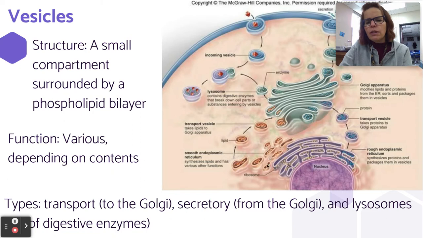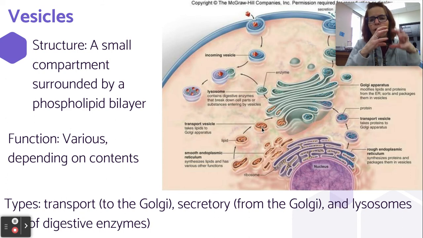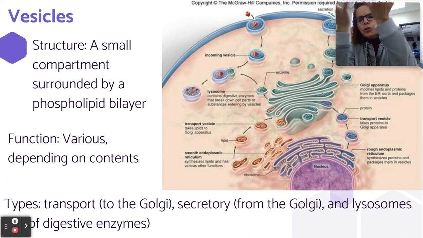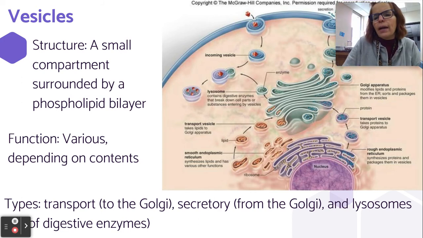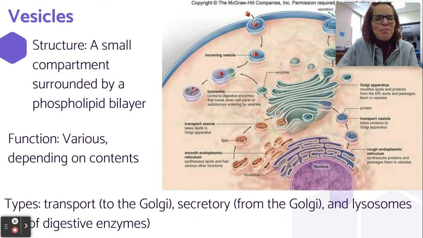So let me show you down here. The ribosomes made proteins, and then the smooth endoplasmic reticulum packaged them into small vesicles that then meld or merge into the Golgi apparatus, which is that series of sort of green pancakes there. So that's a transport vesicle.